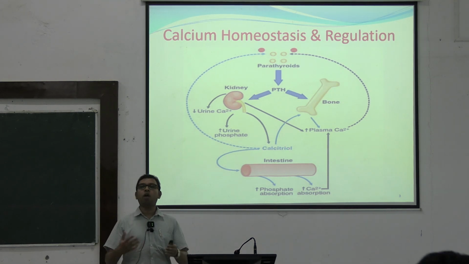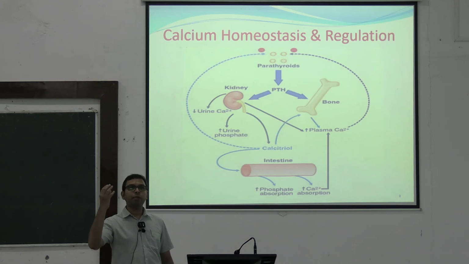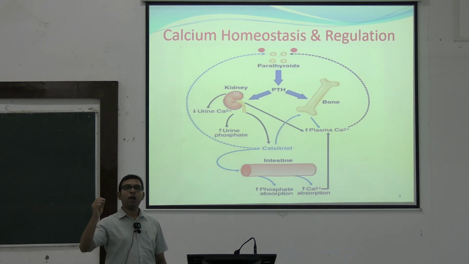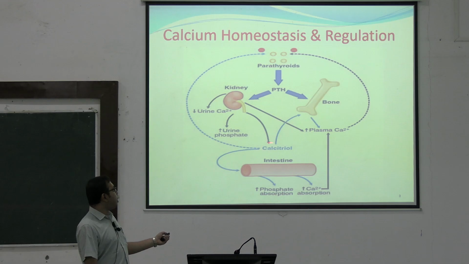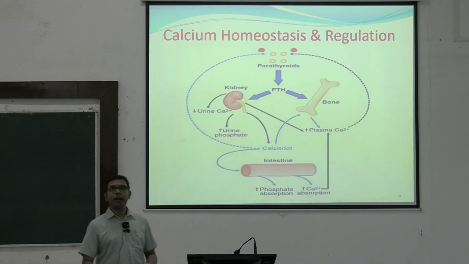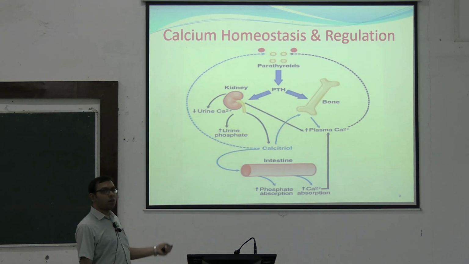Calcitriol is the active form of vitamin D. In the previous class we discussed how vitamin D is synthesized in the skin, how there is 1 alpha hydroxylation and 25 alpha hydroxylation, and 1,25 dihydroxy vitamin D is formed. This calcitriol also acts on the bones, and it helps in maintaining the balance in the plasma as well as in the bones. And in the intestine also, calcitriol and parathyroid hormone act to increase the calcium absorption from the intestine and increase the phosphate absorption.